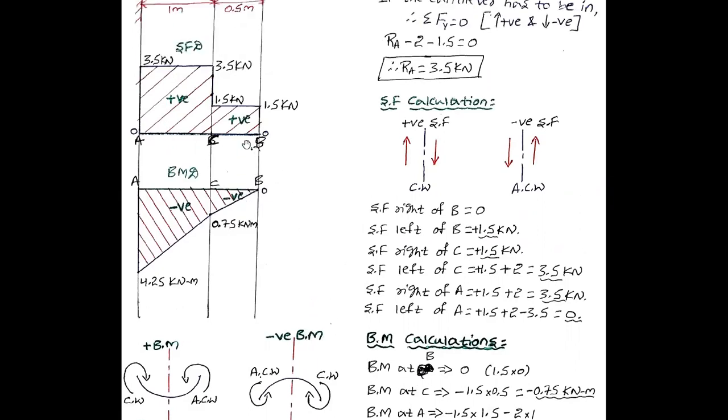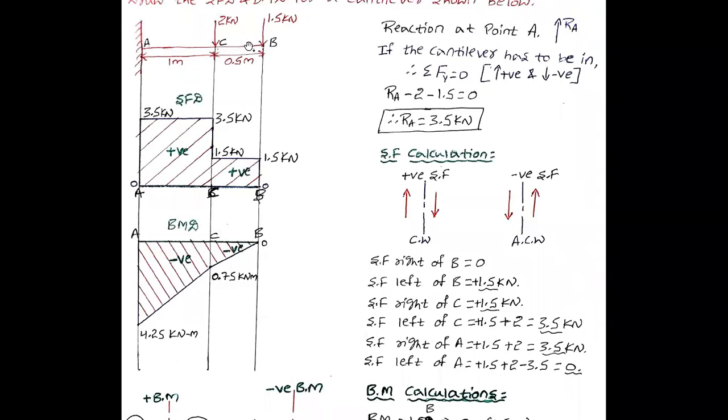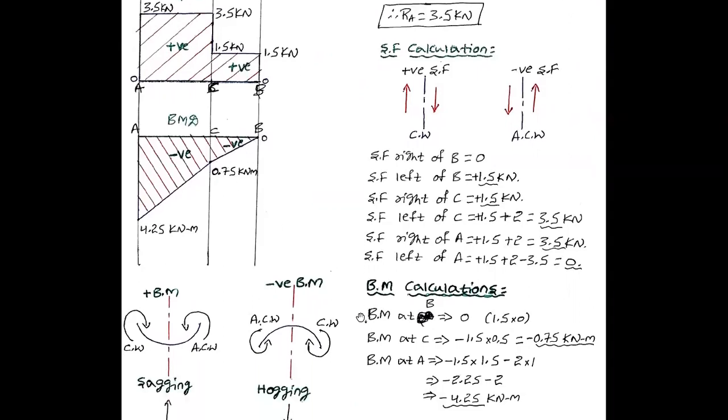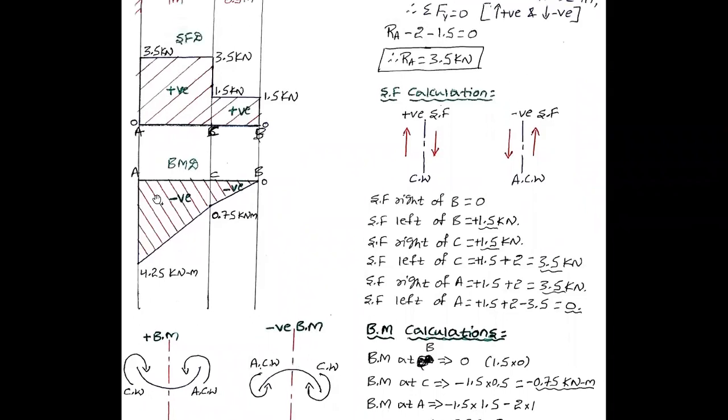Here a point load is acting. You can see that between C and B, a point load is acting. In bending moment, if a point load is acting, the variation will be linear. From B to C, the variation will be linear. Now the bending moment at A is minus 4.25. At point A, it is minus 4.25.